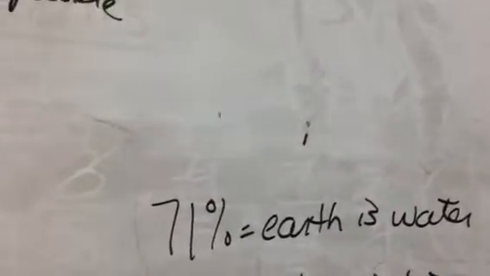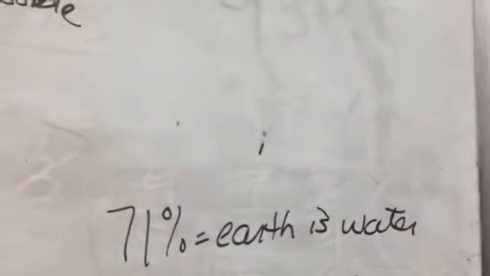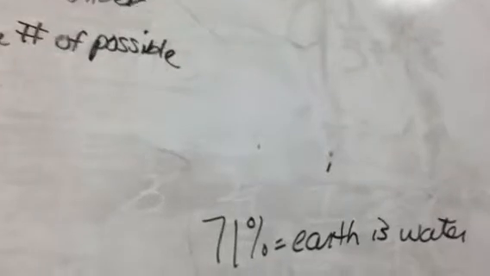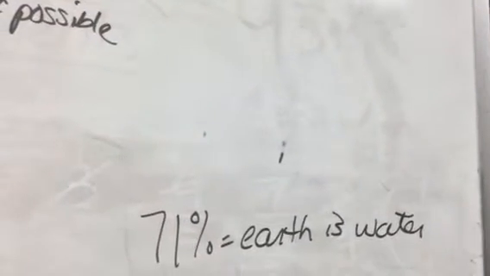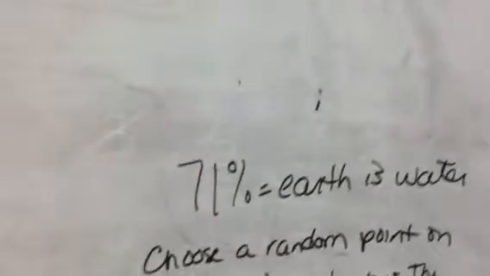All right, 71% of the earth is water. Let's say we're going to choose a random point. We're going to take our finger and we're just going to point to a place on the earth. What is the chance that we're going to point to land? Well, if 70% of the earth is water, what does that mean?